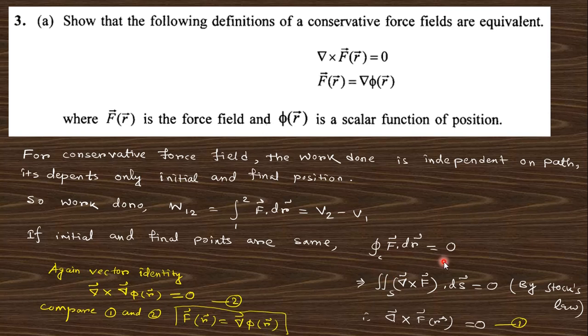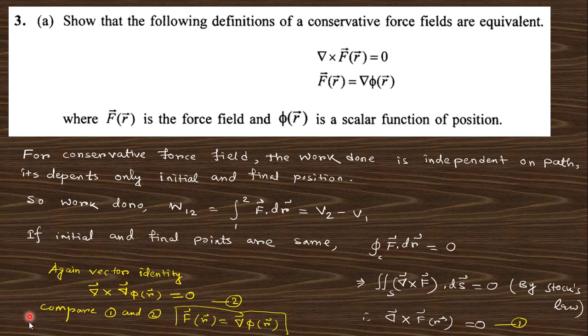You know very well about the Stokes theorem. If you don't know, you can refer to the vector analysis solution of your Spiegel. Those supplementary solutions are given on our YouTube channel. You can watch there. So if you apply the Stokes theorem, you can say this F equals curl of F. So this part will be 0. So this is the proof of the first one, and you have the vector identity curl of grad phi will be 0. So if you compare these two, you can say this F equals grad of phi. So these two are equivalent definitions of the conservative force field.